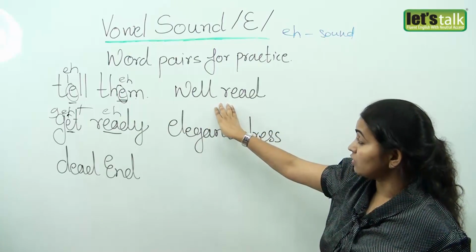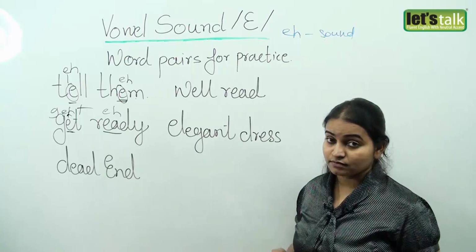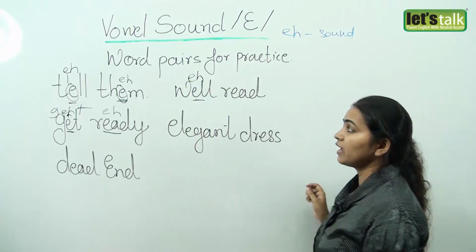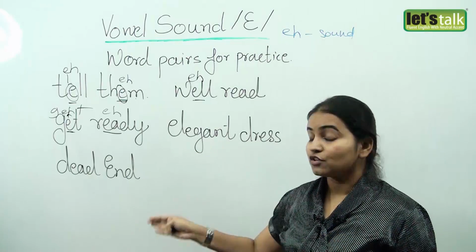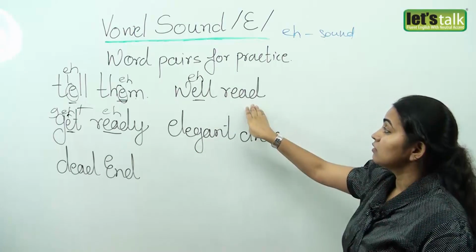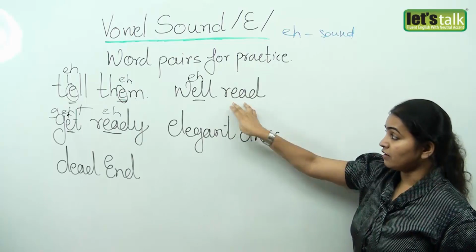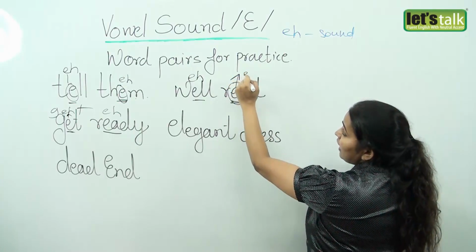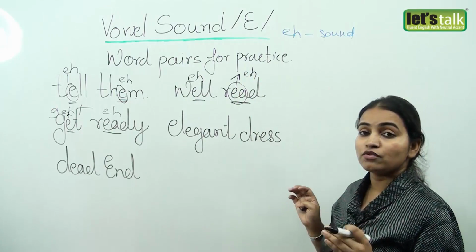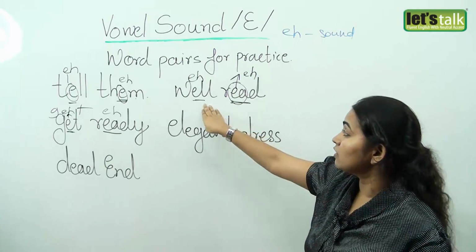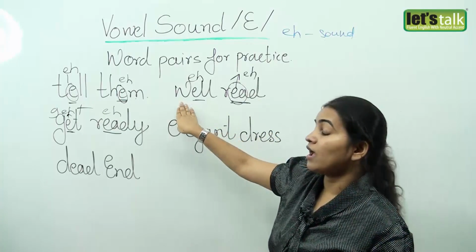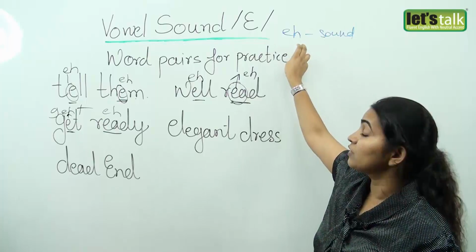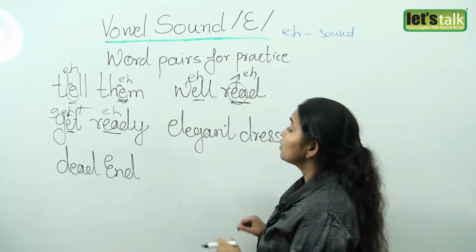The next pair of words, "well read." So the e again produces the eh sound, so it's a "well." The "read," again giving me the ea, which produces the eh sound, so it is "read." Well read. Well read. Both of them have the eh sound.